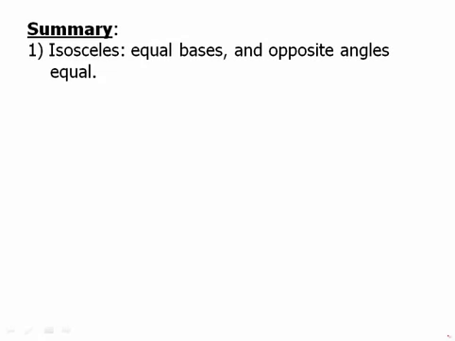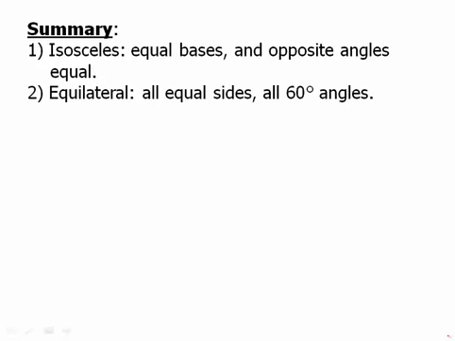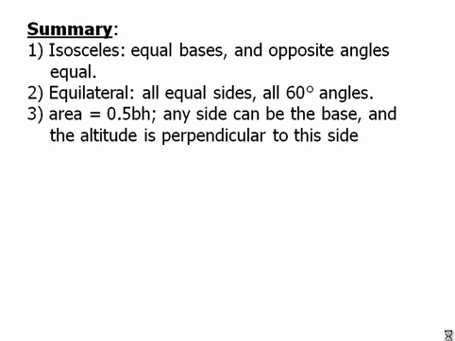In summary, isosceles means equal sides and opposite angles are equal. And in fact, it goes both ways. If you know the sides are equal, then you can prove that the opposite angles are equal. If you know the angles are equal, you can prove the opposite sides are equal. You can go either way. Equilateral has three equal sides and all 60-degree angles.